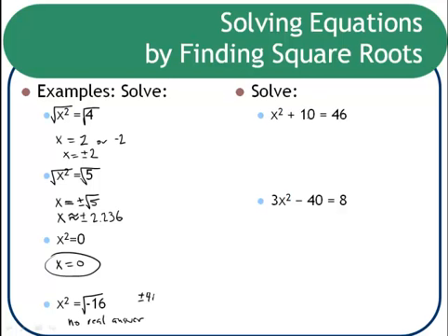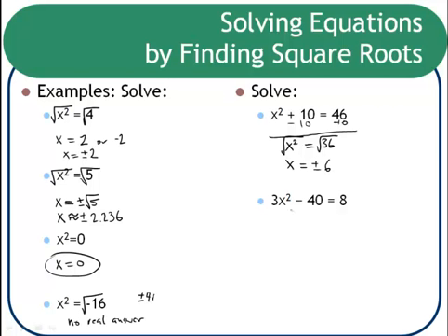Anyhow, here, x squared plus 10 equals 46. This I do need to do more steps. I've got to try to get x squared by itself first, and then I can take the square root. So these 10s should go. We should get over here, so just a subtraction. And we get x squared equals 36. And then we can take the square root of both sides. And we get x equals either plus or minus 6.